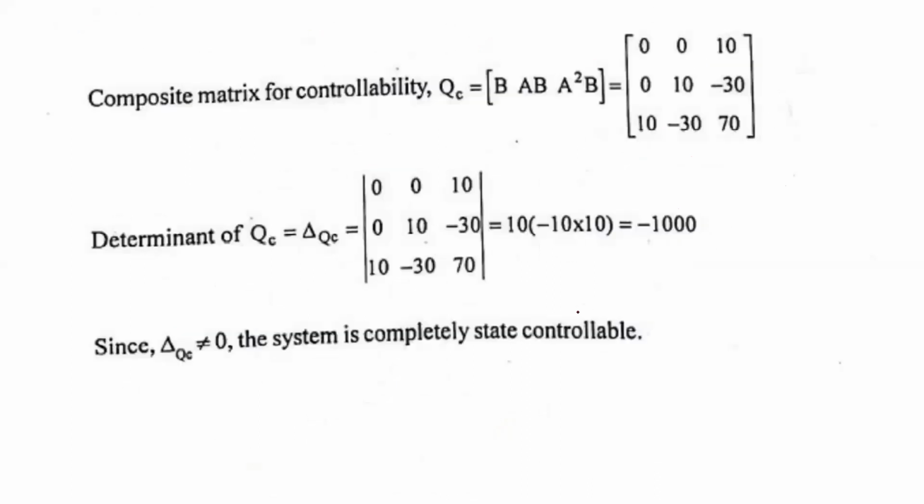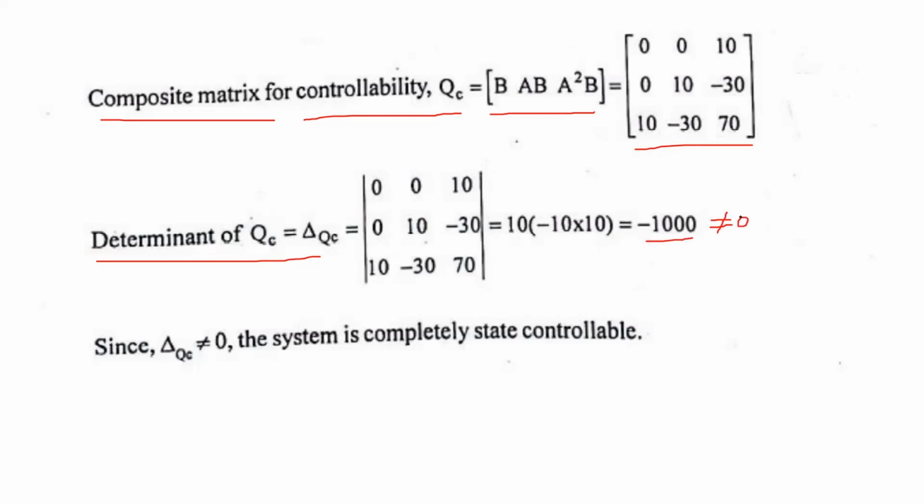Therefore, if you go to the next step, there they have given the composite matrix. That's the controllability. QC is equal to B, AB, and A square into B. It will give the matrix QC. Now the determinant of QC, so the modulus of this value. Here 0 into 10 into 70 minus 30 into 30, and the rest of the part, 0 into anything is 0. Here it is 10 into minus 30 into 0, it should be 0. So I think this is minus 10 into again minus 2. Therefore, I will get 10 into 100, so it will give 1000, that is minus 1000.